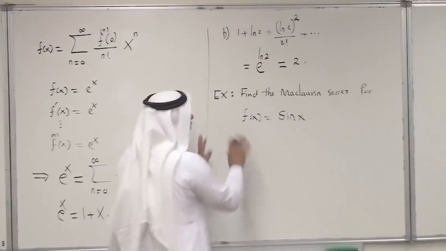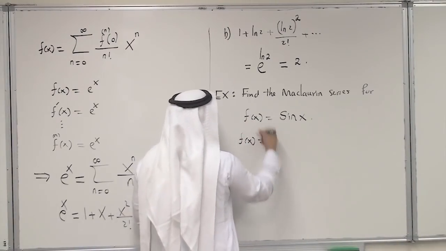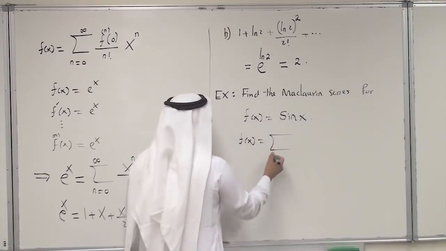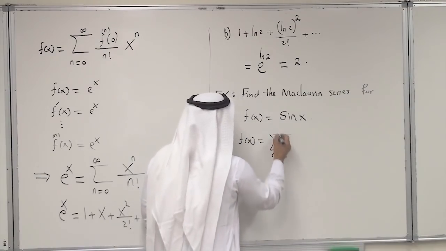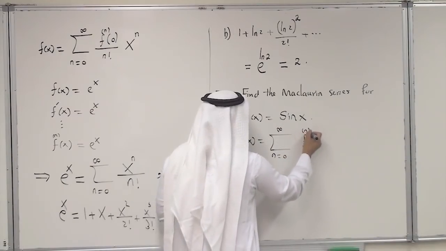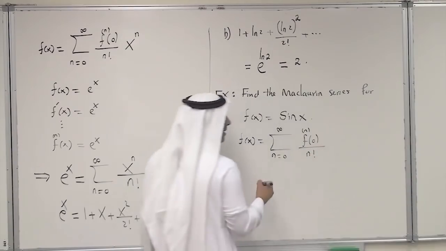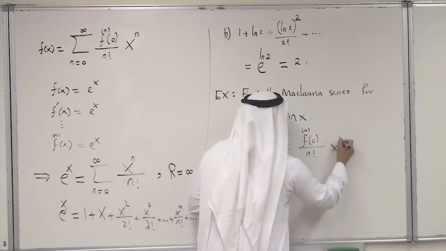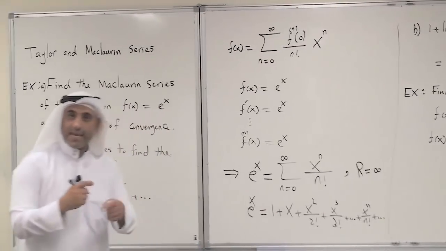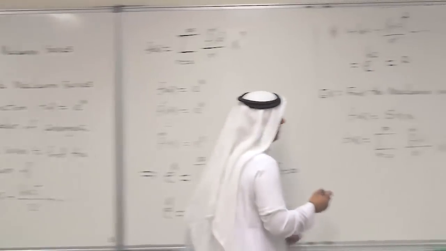The procedure will be the same. We have a formula for this. We need to find the series representation as a Maclaurin series. So the center is 0. It means the series has the following shape: n equal to 0 up to infinity of the nth derivative of the function at 0 divided by n factorial multiplied by x to the power n. That's what we need to find. So the challenge here is again to find the sequence of derivatives of the function.